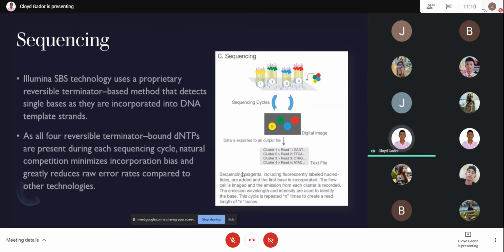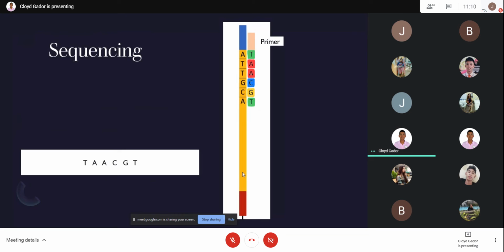Focusing on sequencing, the Illumina SBS technology uses a proprietary reversible terminator-based method that detects single bases as they are incorporated into DNA template strands. Focusing only on one strand, as mentioned earlier, a primer binds to the sequencing binding site, and now sequencing is done with specific nucleotides.